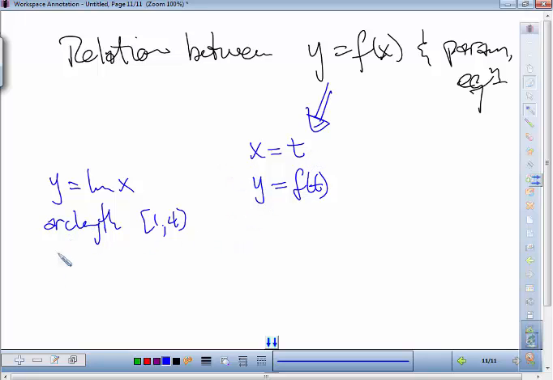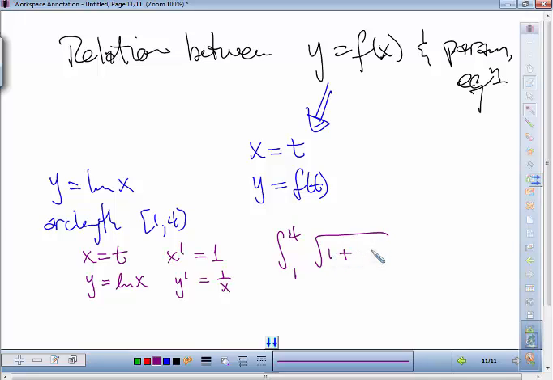So it looks like our x is equal to t, so the derivative of that is equal to 1. Our y is equal to ln x. The derivative of that is 1 over x, right? Is that right? Okay. And so if I wanted to find the arc length, it's just going to be the integral from 1 to 4 of the square root of 1 plus 1 over x squared dx. And I don't know, trig substitution or something might help you with this integral. Okay.